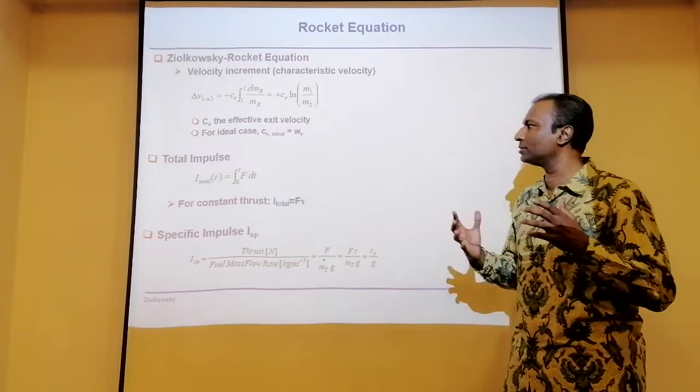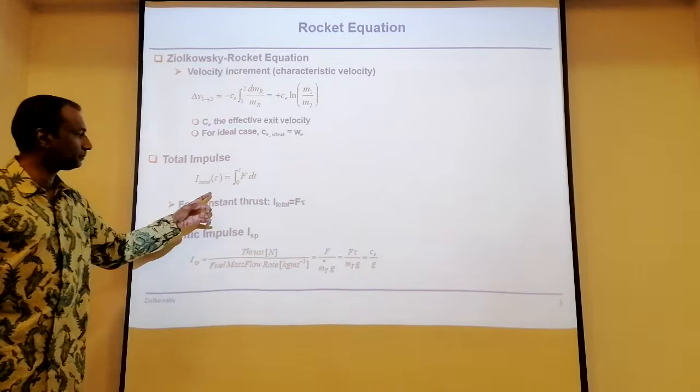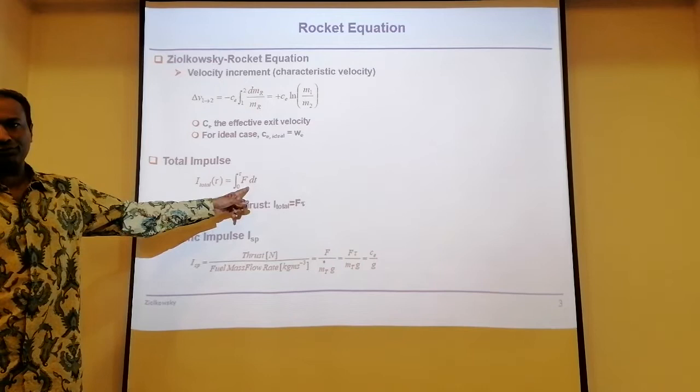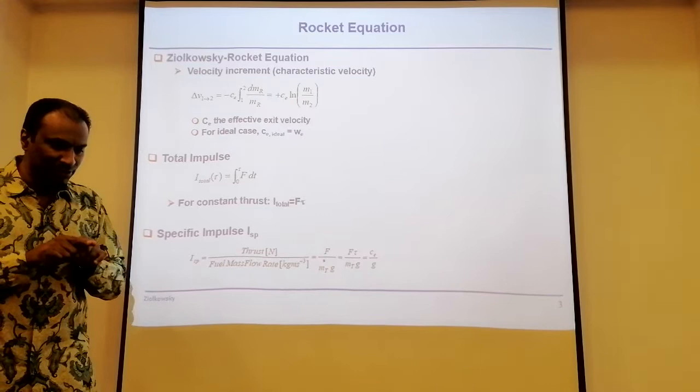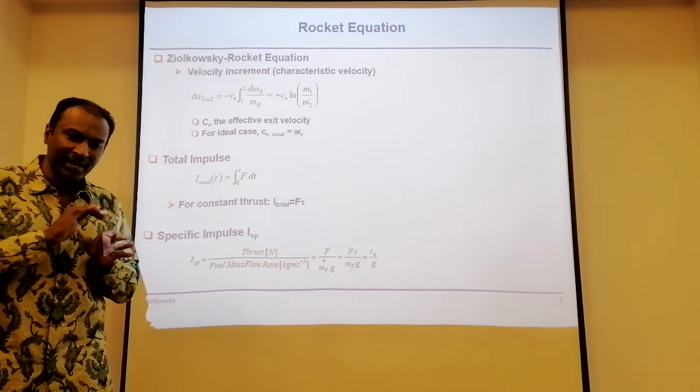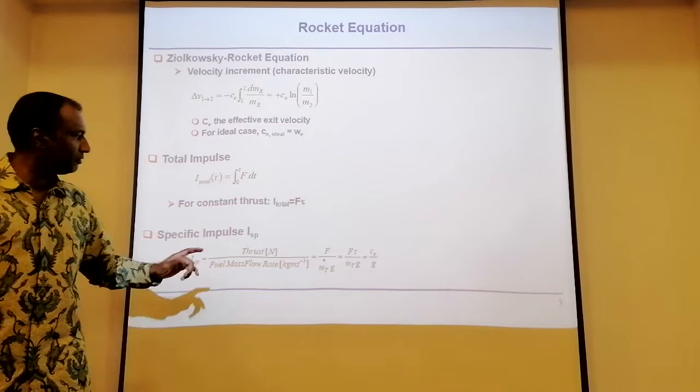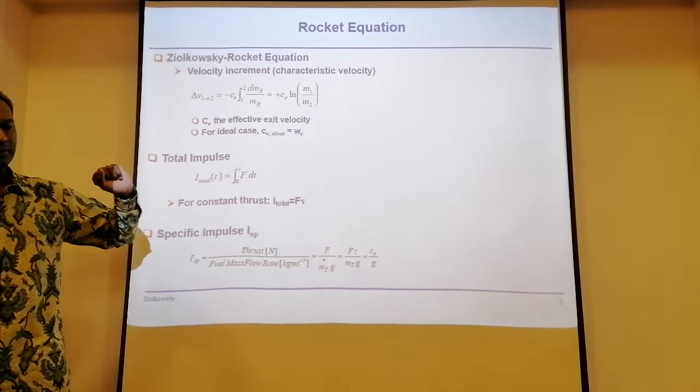Total impulse is another parameter which is very important. It is nothing but the integral of your force, and force is thrust. For constant thrusting, that means you keep on injecting the same amount of thrust, you are producing the same amount of thrust, and you maintain the incremental velocity to be the same. So for constant thrusting, the total impulse is the thrust times the actual time.